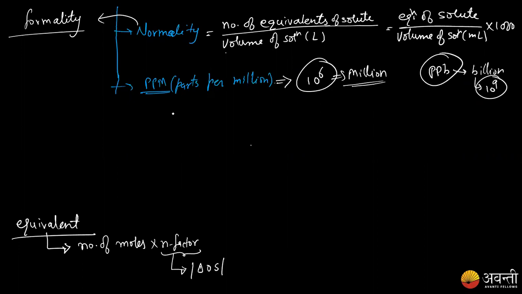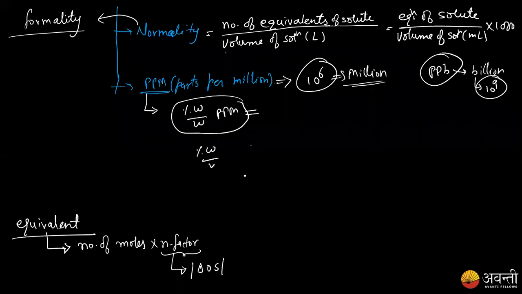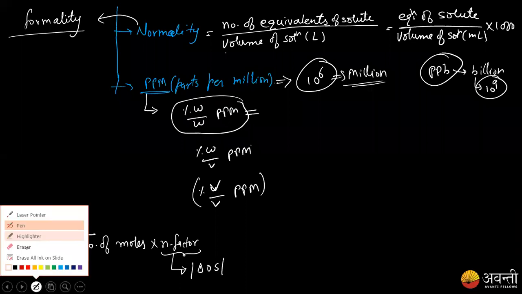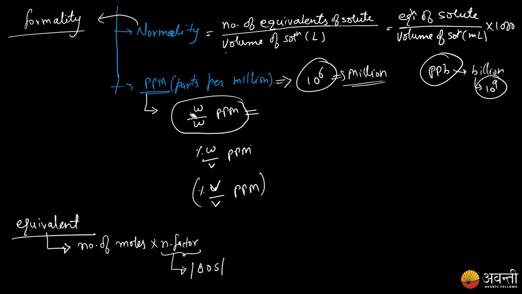Now this parts per million is defined in three ways. That's weight by weight parts per million, which is generally used, but in some rare cases weight by volume ppm is also used, and volume by volume ppm is also used.